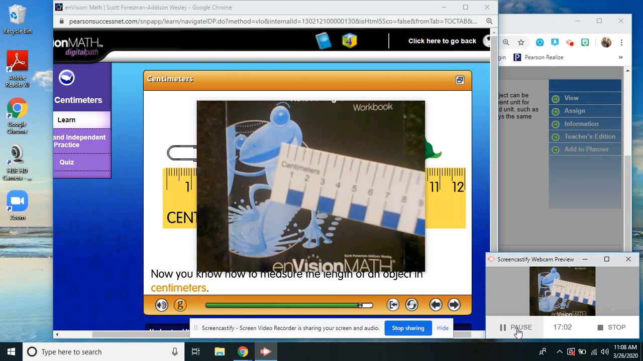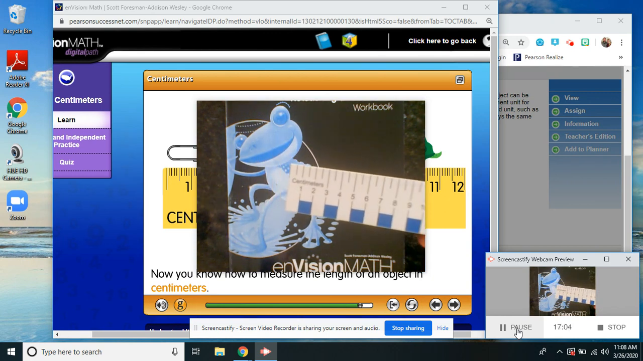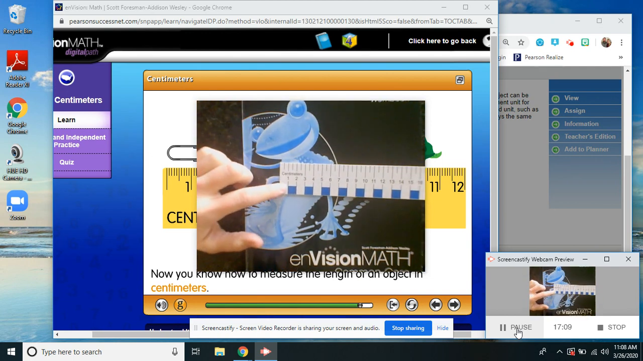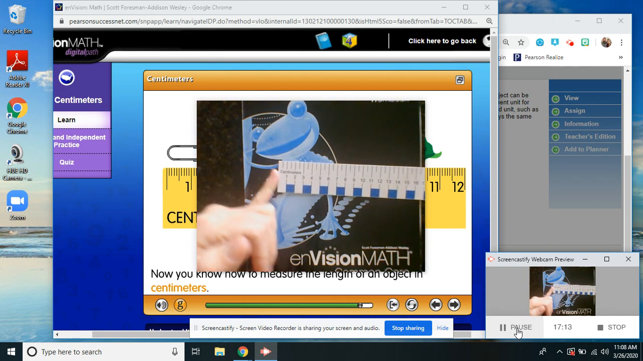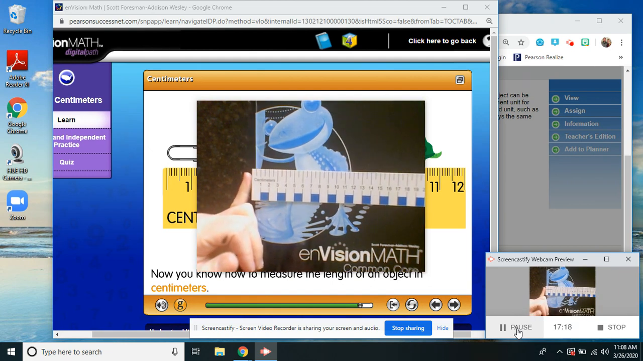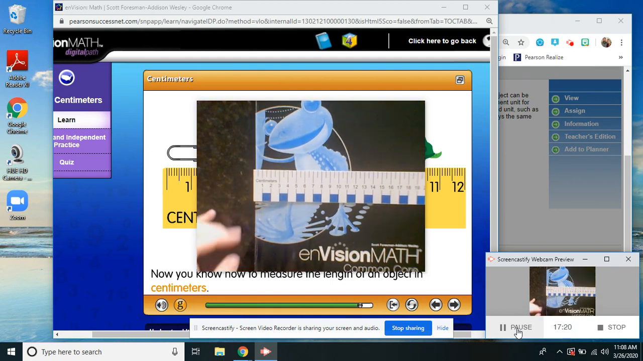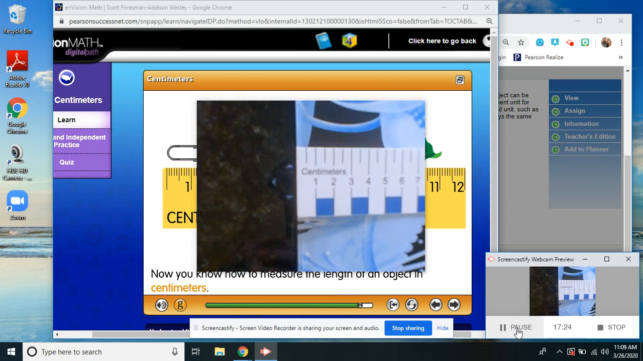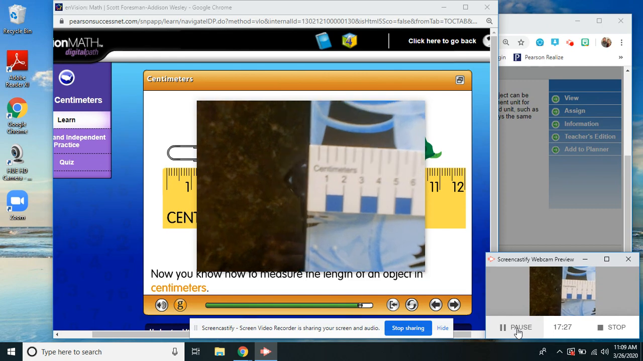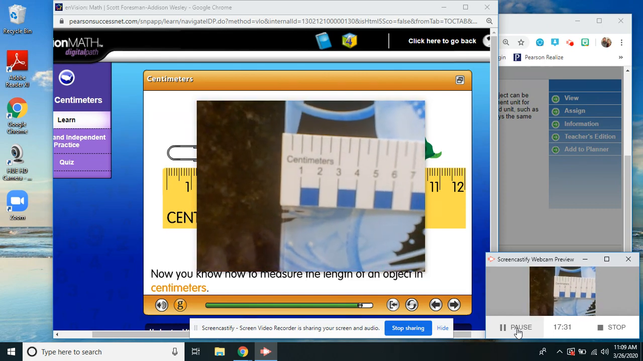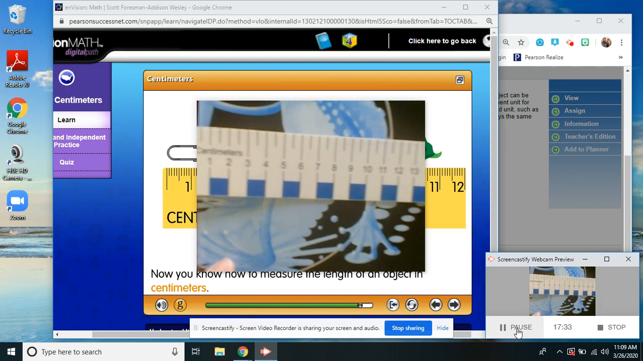All right, so the first thing we're going to do is measure the width of our workbook. So remember, you need to start at the end of your ruler because this end means 0. So we need to make sure we line it up with the end of our workbook. Just try your best with yours. I want you to do it with me so you can practice.